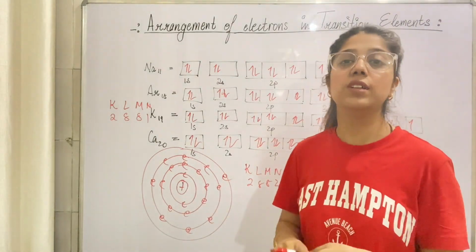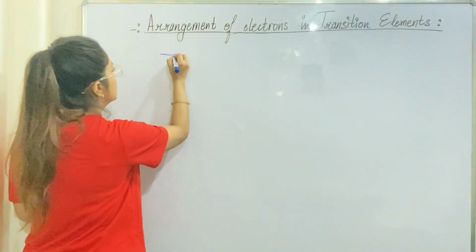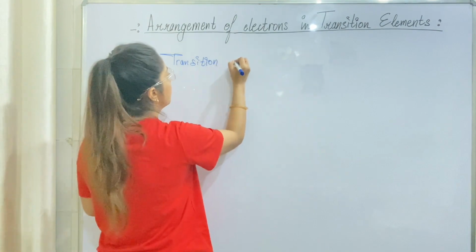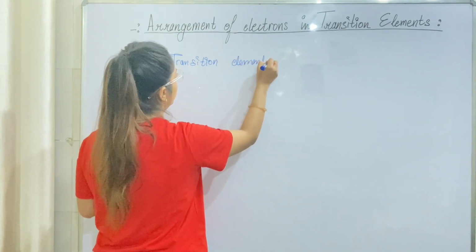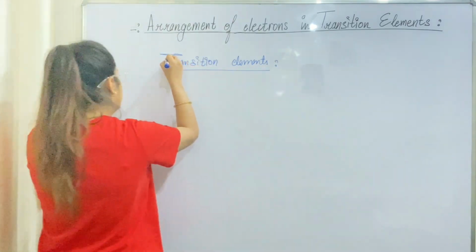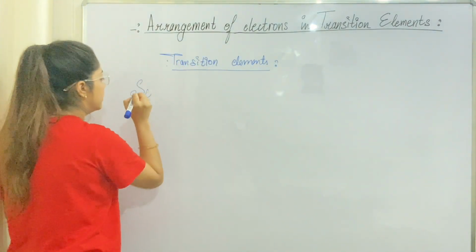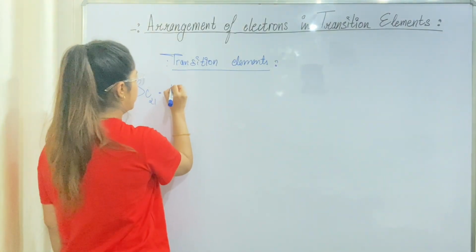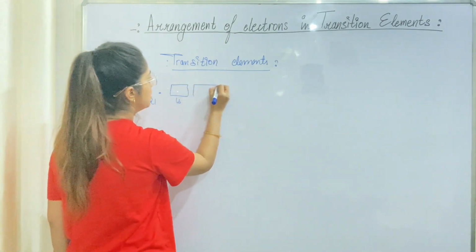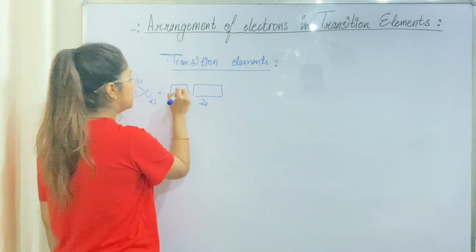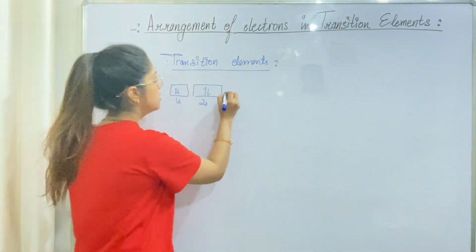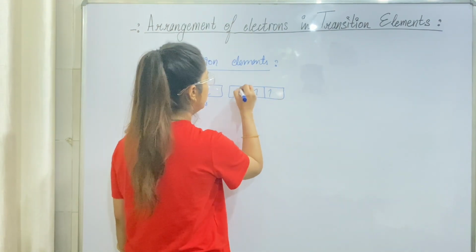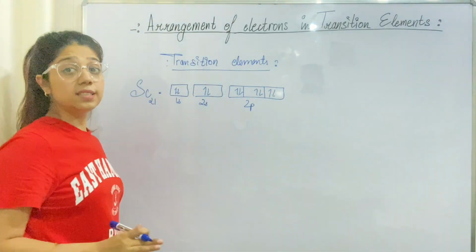Now, we will quickly move to the transition elements. So, for transition elements, starting with scandium, having atomic number 21. Alright, 21. So, look over here, this is the 1s orbital, then the 2s orbital. So, 2 electrons in the 1s orbital, 2 in the 2s orbital, then the 2p orbital, 1, 2, 3, 4, 5, 6. Total 10 electrons are completed.